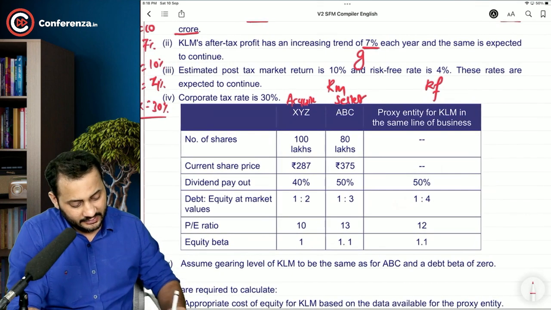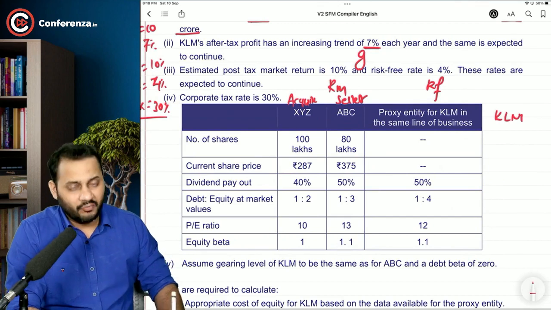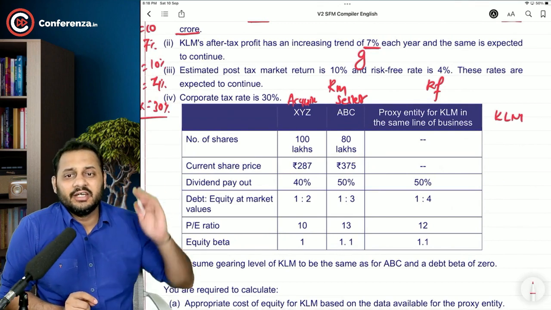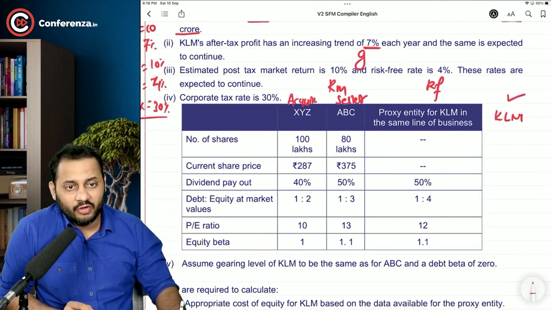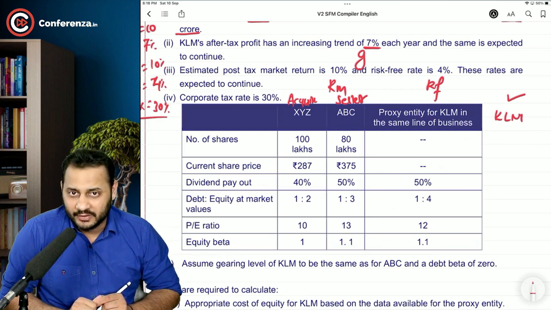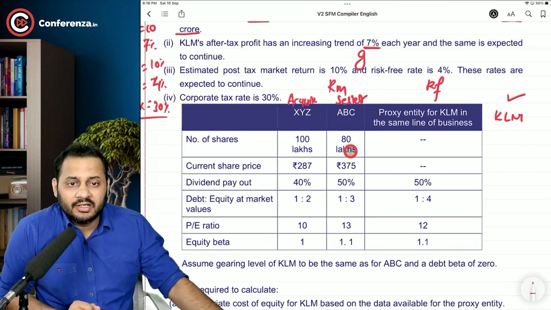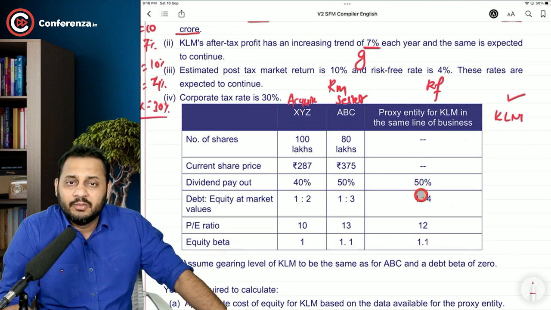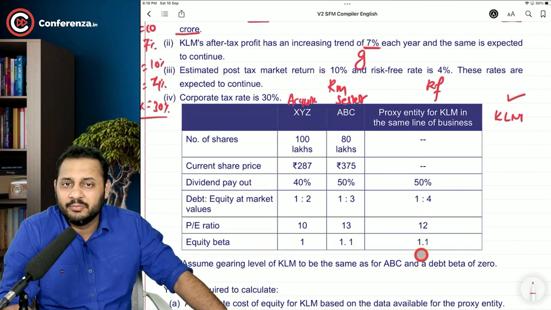Cool, sir. Let's say we write down the KLM. Why will this question be a little difficult for you? Because we need the data to calculate the value of KLM, but KLM's direct data is not given. Instead, a similar company's data is given. For this proxy entity, the dividend payout ratio is 50%, debt to equity is 1:4, PE ratio is 12, and the equity beta is 1.1.